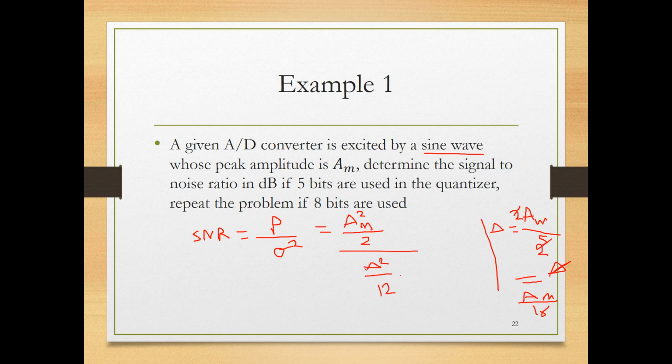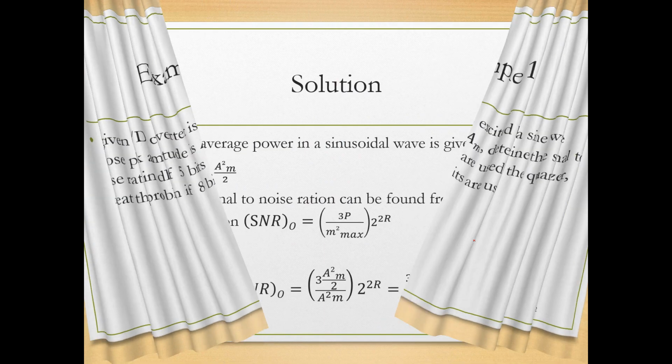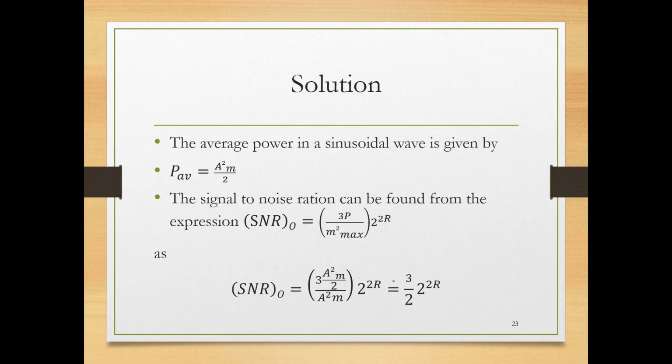You just substitute delta here and square it and divide it by 12. Since you squared it, you will have AM square here. AM square with AM square on the top goes, then you end up having only numbers. You calculate these numbers, you get the result. Let's see the answer. This is how the question is solved.